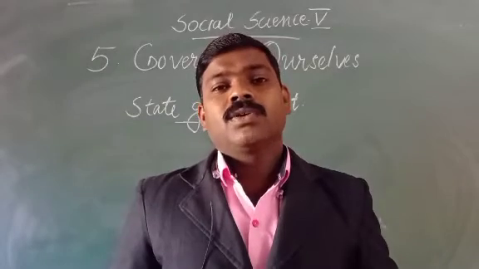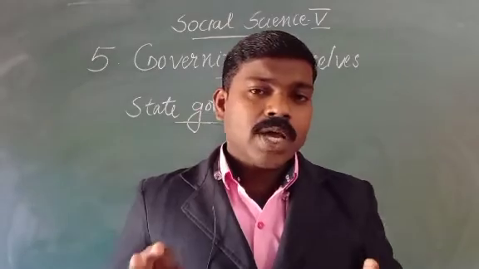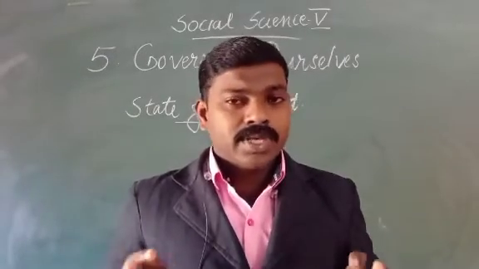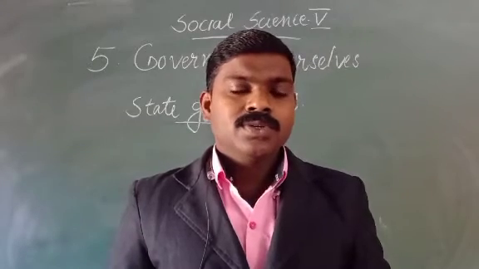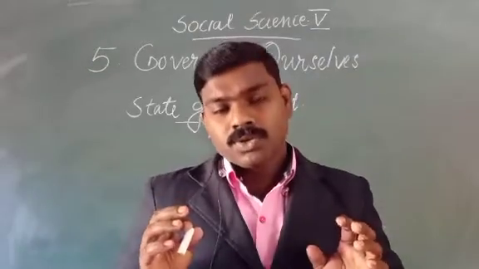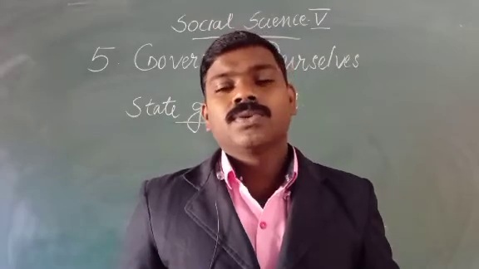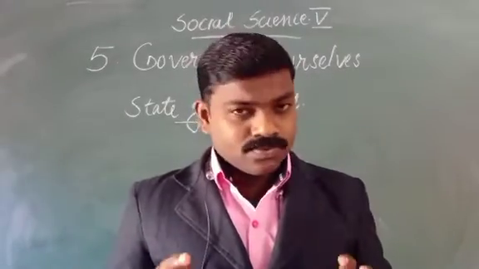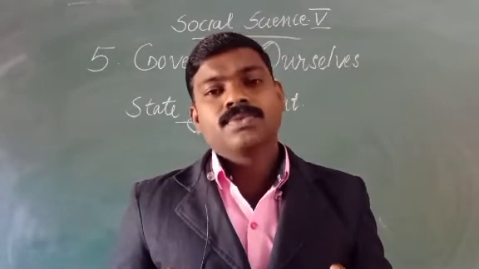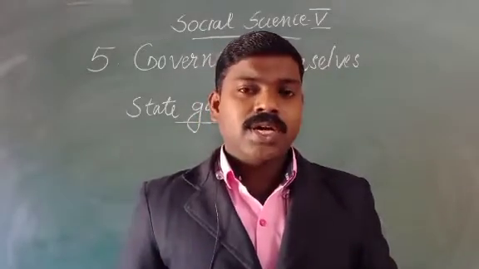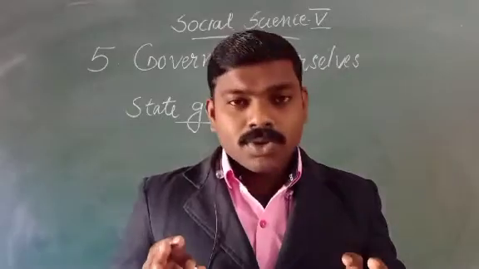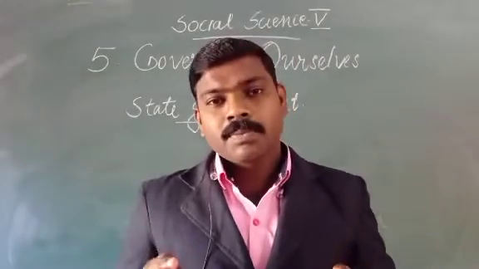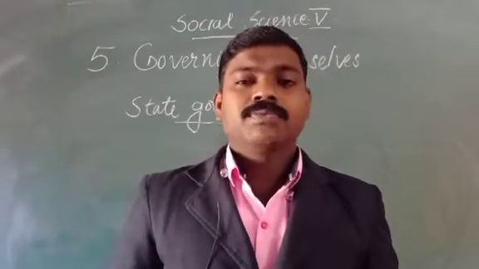On the day of election, every citizen who attains the age of 18 can cast their vote for their political parties or for their candidate. The people go to the polling station and cast their vote. After that, there will be a counting of votes. That day we can understand which political party got more votes, or which candidate got more votes. He will be elected as the candidate from that constituency.